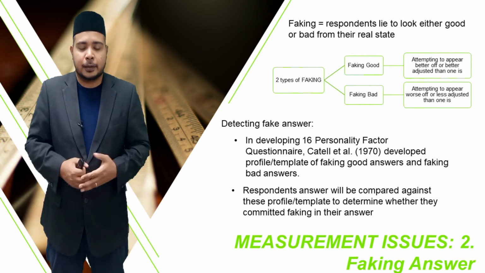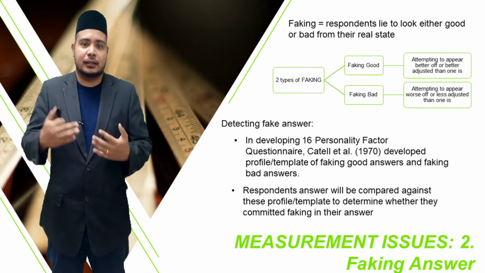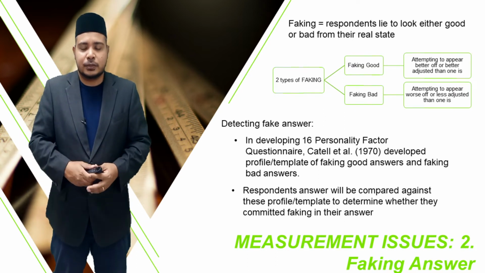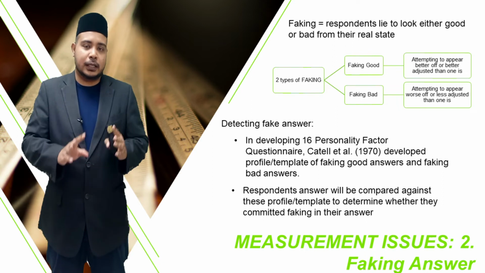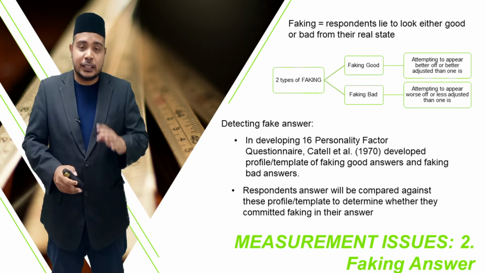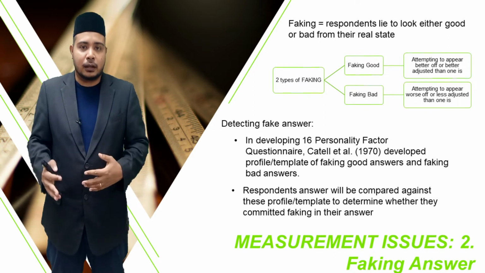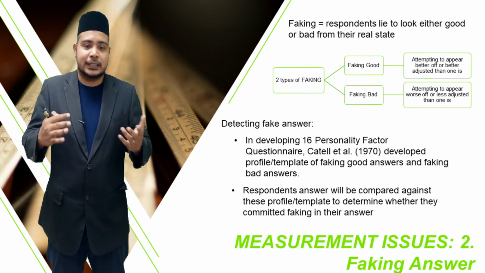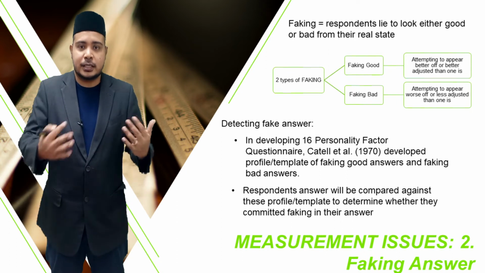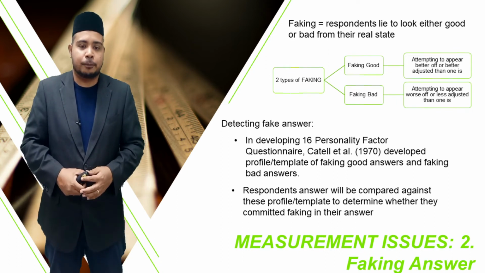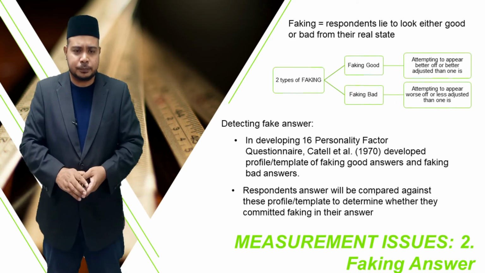In this sense, faking can involve someone who wants to look good, or someone who wants to look bad. So how can we detect fake answers? There is one method explained in your textbook, which was already used by Cattell et al. when they developed the 16PF questionnaire, the 16 Personality Factors questionnaire. So how did they do it?